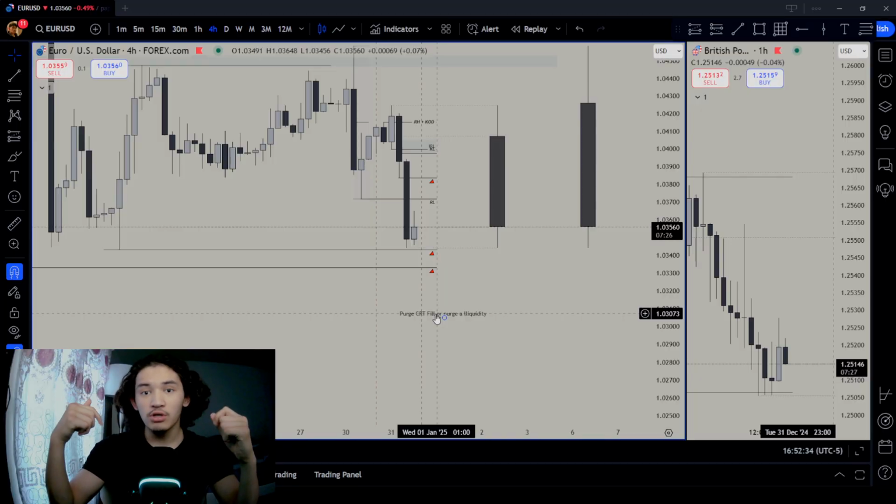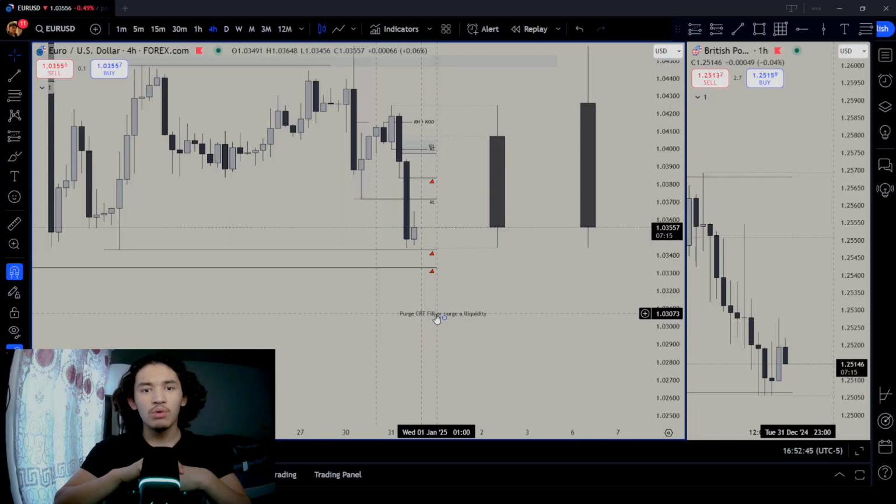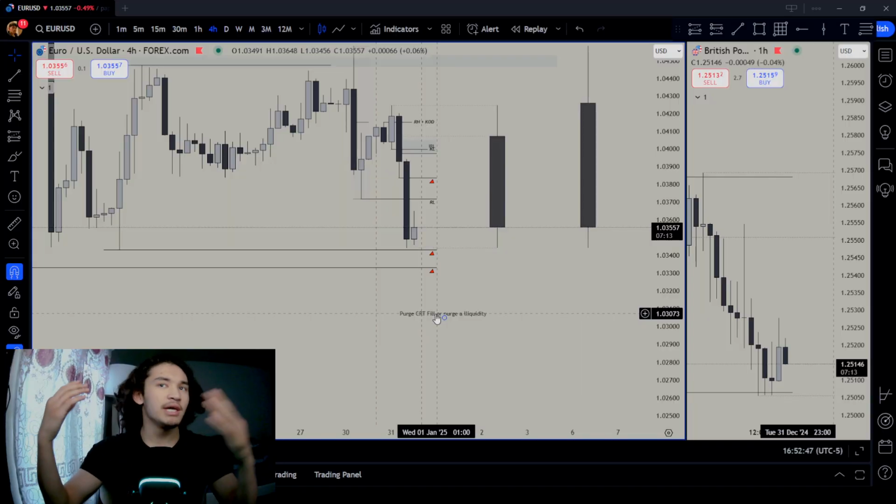When you purge liquidity is what? When you purge liquidity, you're taking out orders, right? When you fill liquidity, you're basically tapping a fair value gap, tapping an order block, right? Things like that. A rejection block could be another one, because when you tap it, you're filling liquidity, right? So it has to be one of these requirements.